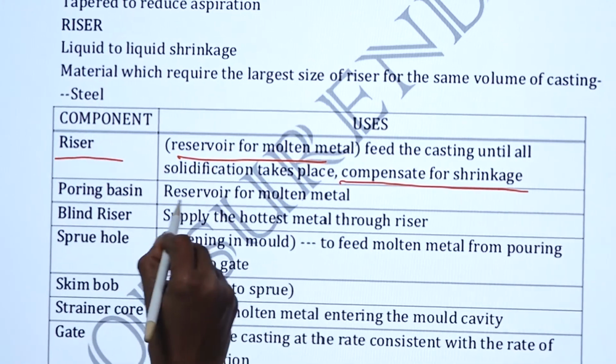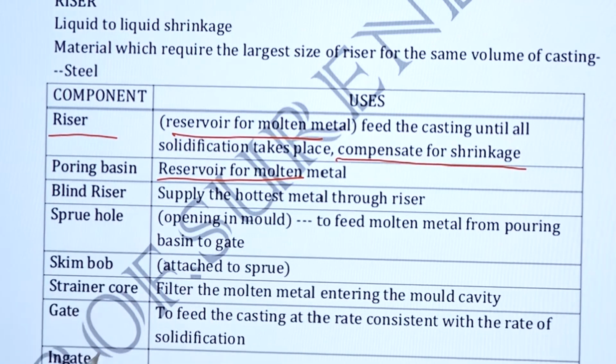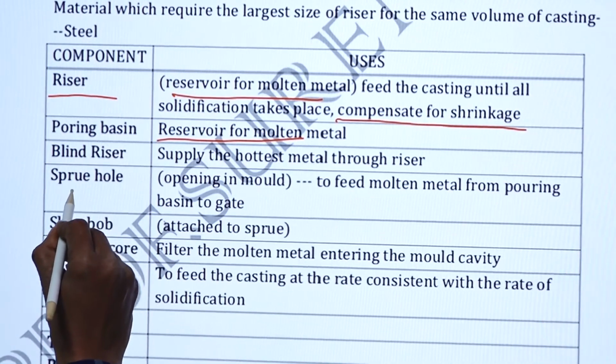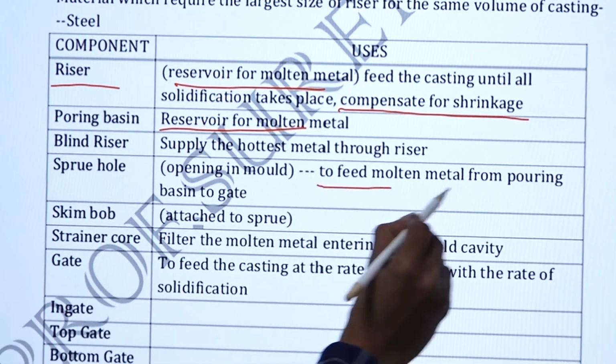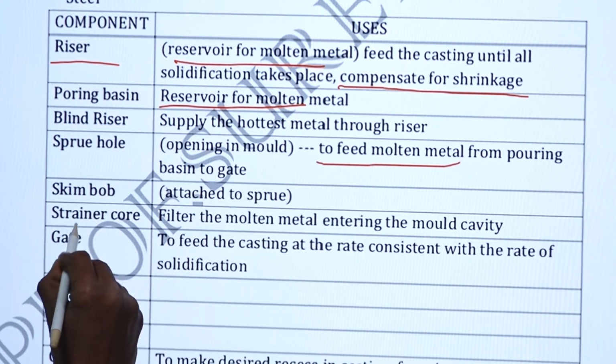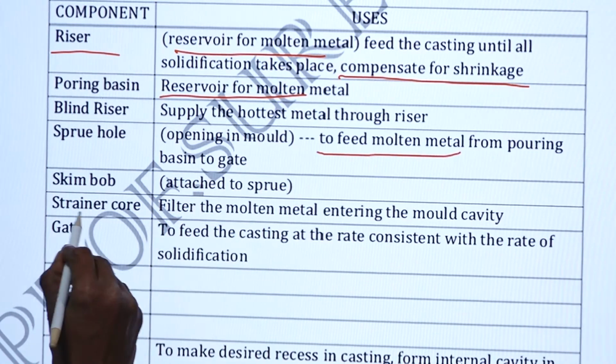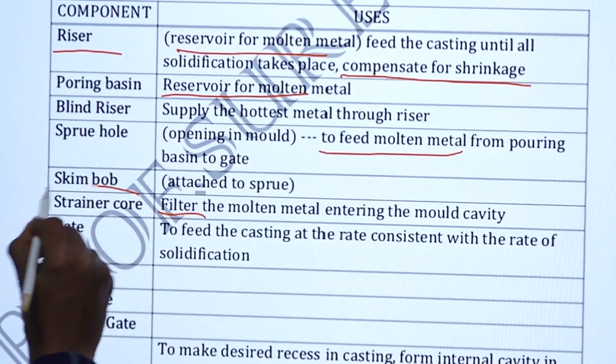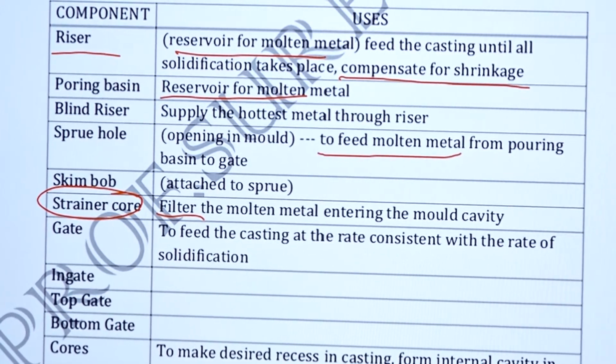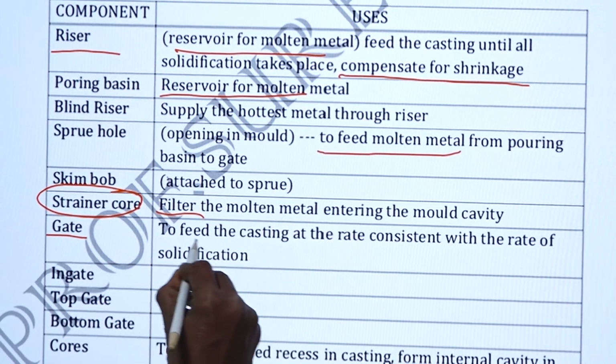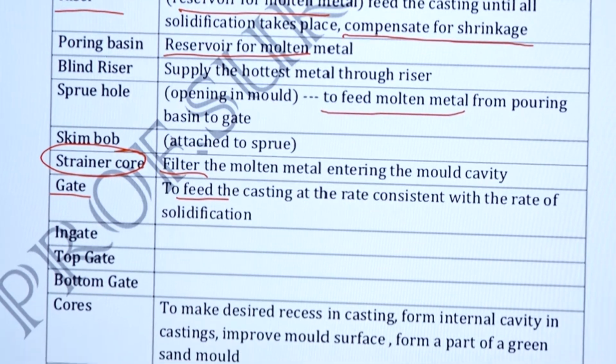Pouring basin is a reservoir for molten metal at the starting point. And the sprue hole feeds the molten metal. Skim bob is attached to the sprue. Strainer core is a filter. Gate is the opening where we are feeding the casting.